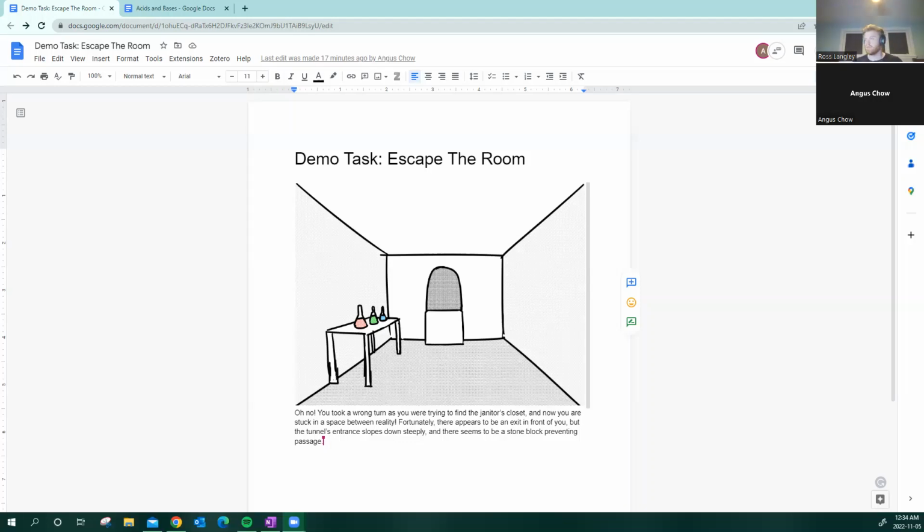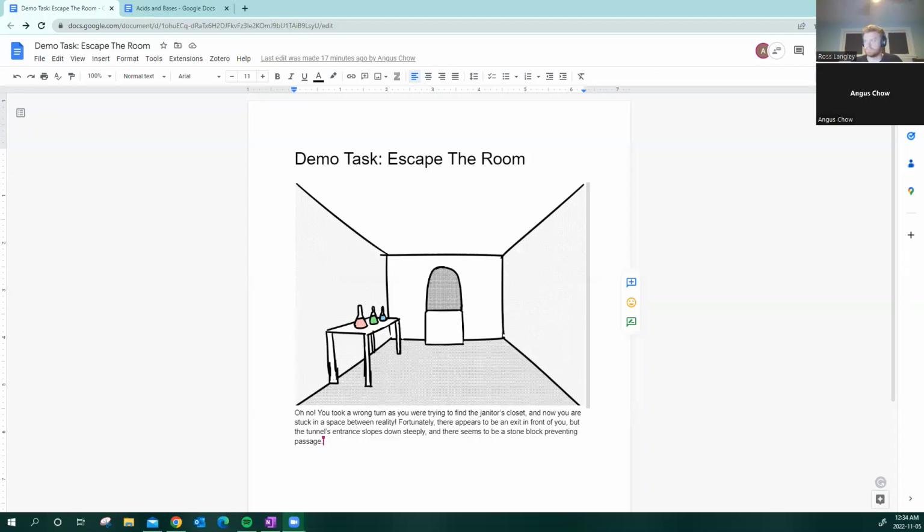So, oh no, you took a wrong turn as you're trying to find the janitor's closet. And now you're stuck in a space between reality. Fortunately, there appears to be an exit in front of you, but the tunnel's entrance slopes down steeply, and there seems to be a stone block preventing passage. Now you're welcome to try and explore any aspect of this room and look at how you might be able to escape. All right, thanks.